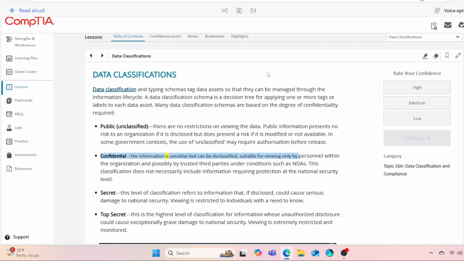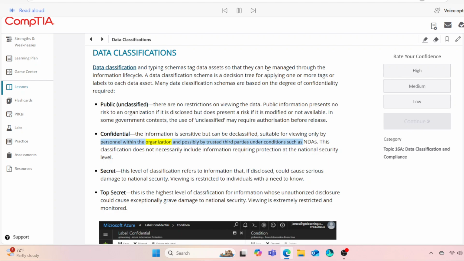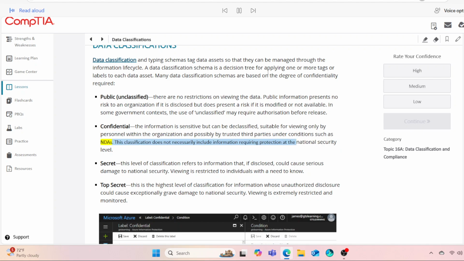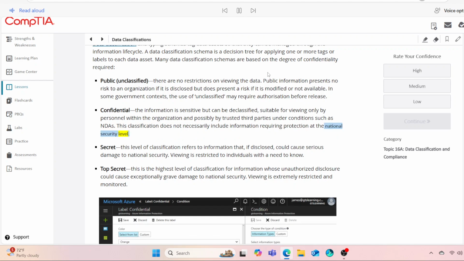Confidential. The information is sensitive but can be declassified, suitable for viewing only by personnel within the organization and possibly by trusted third parties under conditions such as NDAs. This classification does not necessarily include information requiring protection at the national security level.